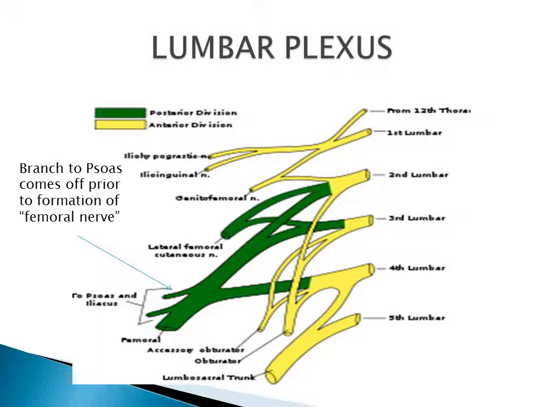So let's talk about the lumbar plexus then. The lumbar plexus is composed of nerve roots from T12, L1, L2, L3, L4, and L5. Now, in your mind, knowing what you now know about the conus medullaris, picture in your mind where these nerve roots are coming off of the spinal cord.